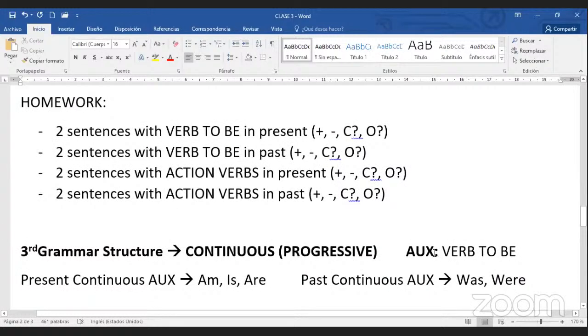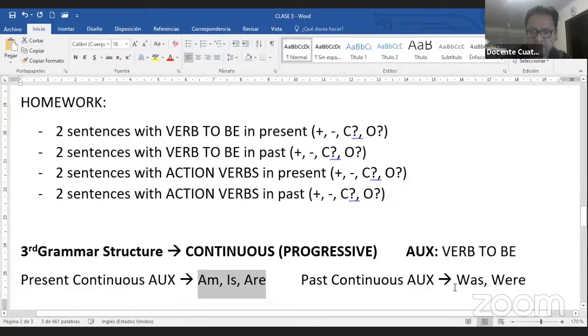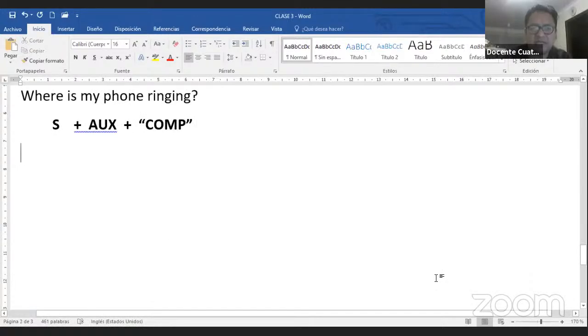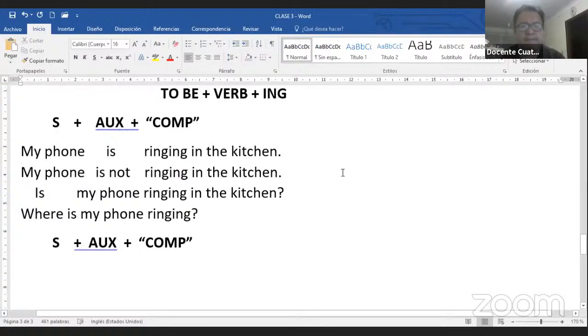Verbs in present, but not in past. Okay, but which is the auxiliary for the continuous? Verb to be. In present is am, is, are, right? Okay. And in past is? Was, were. Exactly.